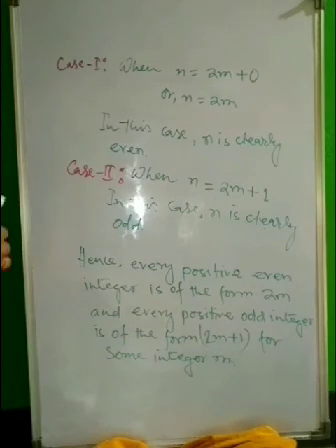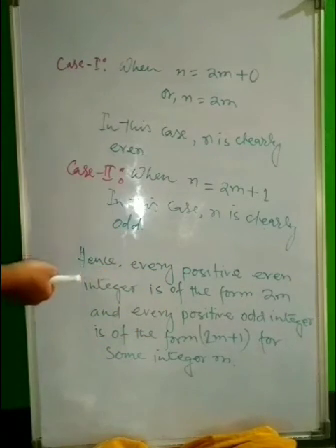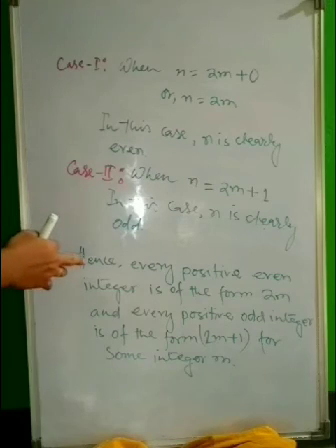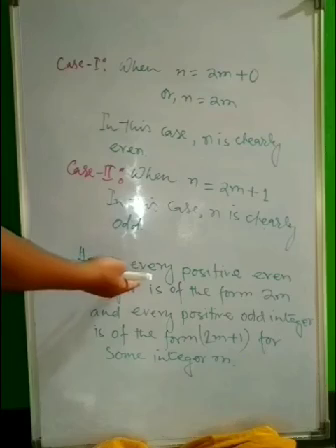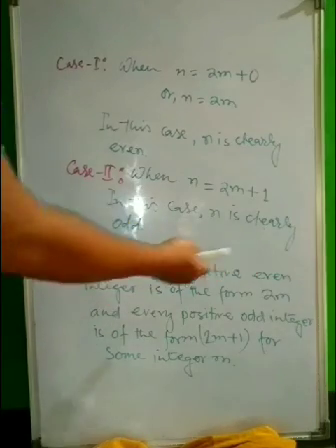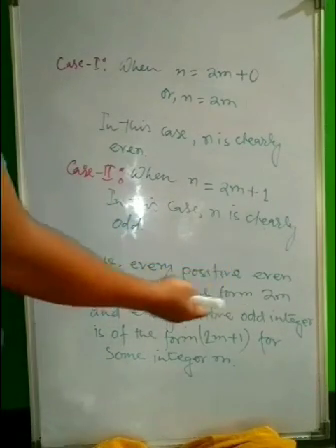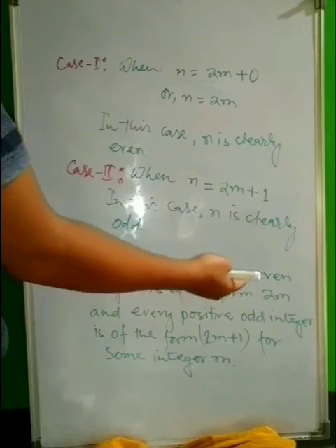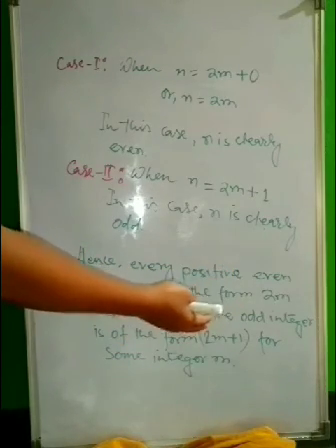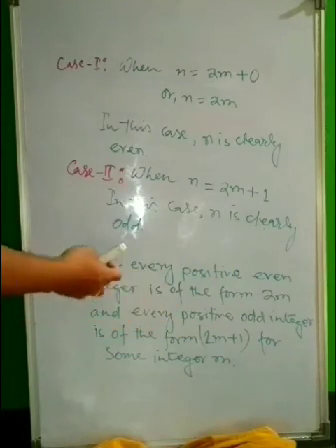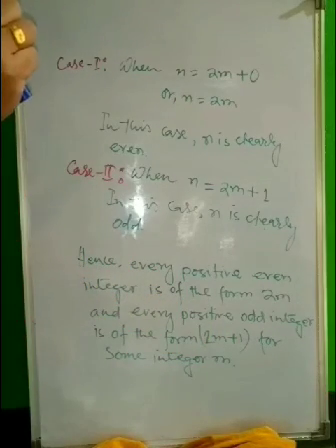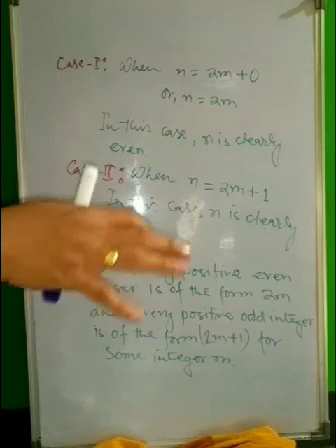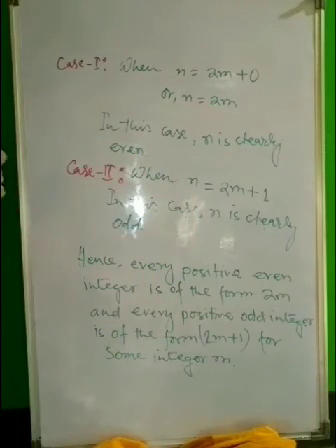Now, there is no need to memorize this conclusion, just listen. You just have to write hence, and the rest you can copy from the question. Every positive even integer is of the form 2m, and every positive odd integer is of the form 2m plus 1 for some integer m. From every to the last, you can copy from the question, so no need to worry about this conclusion. Clear?